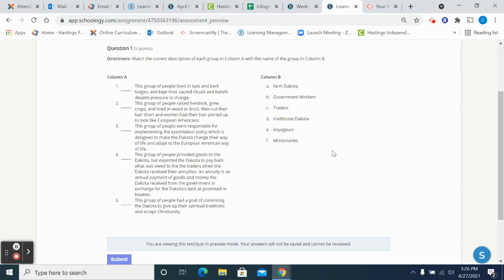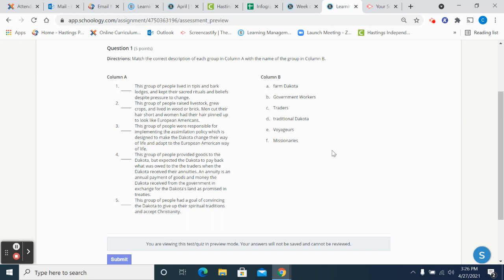Number 2, this group of people raised livestock, grew crops, and lived in wood or brick homes. Men cut their hair short, and women had their hair pinned up to look like European Americans. Whom am I describing? Remember, we've already used traditional Dakota, and we've already eliminated voyageurs, so you're now down to 4 possible answers. I'll give you a few more seconds to think about your response. That is also correct. It is letter A, farm Dakota.